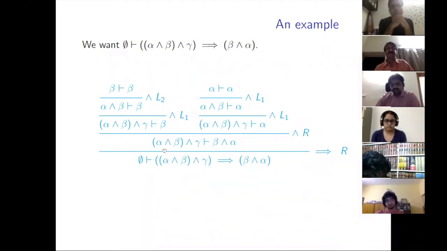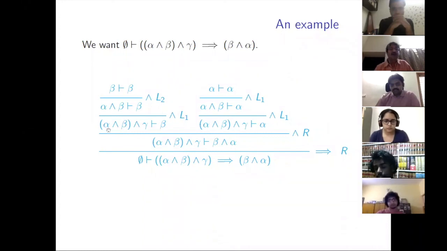So do that. What I want is the sequent alpha and beta and gamma to the left and beta and alpha to the right. Well, I've got a conjunction on the right-hand side. So what is the rule that I apply? The conjunction right rule. That says, from this assumption, if I've got a beta and if I've got an alpha separately, I can combine. So push it up.